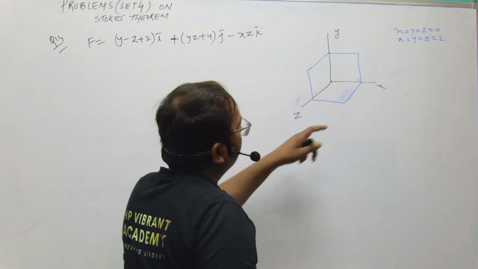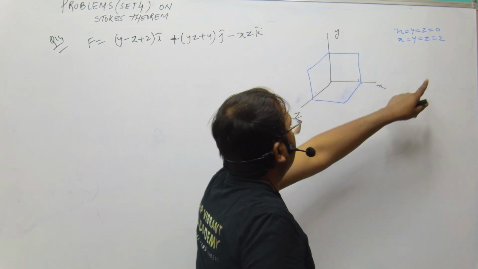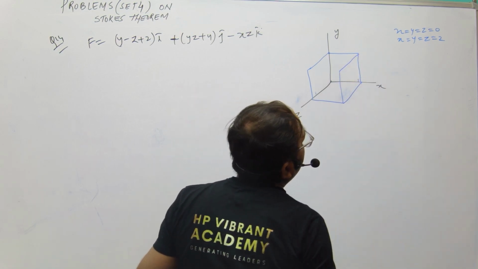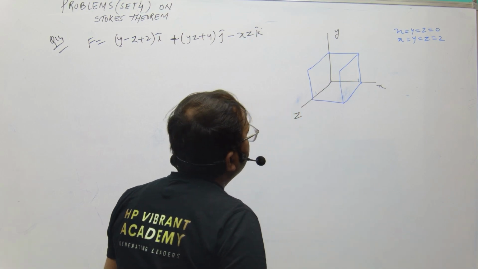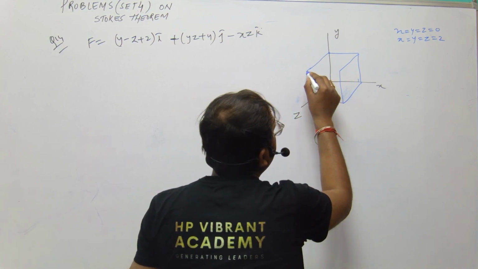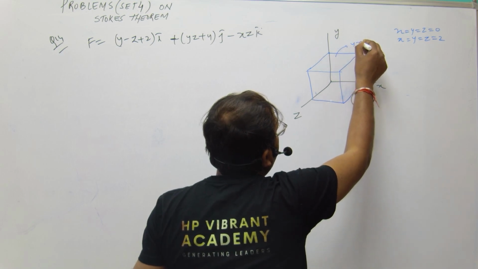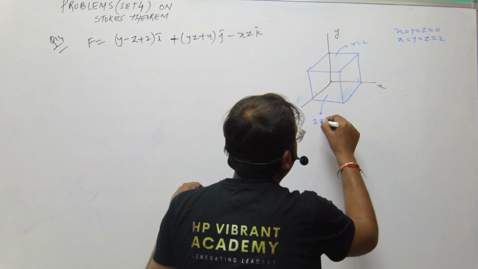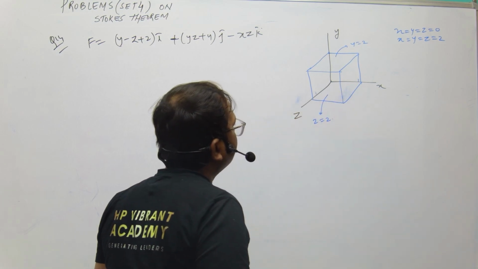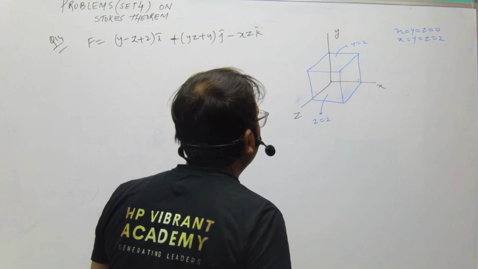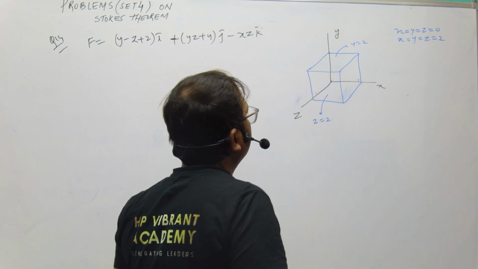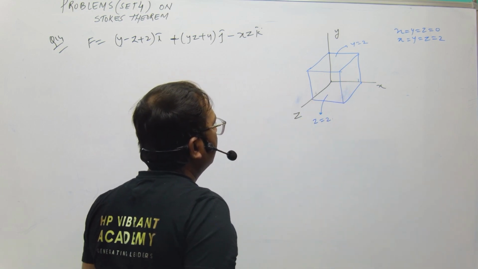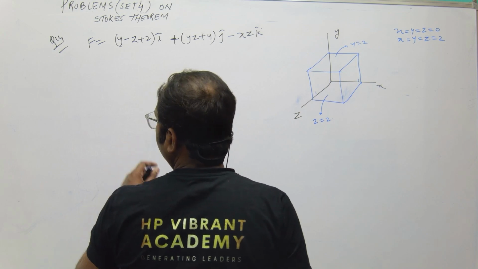Now x is equal to y is equal to z is equal to 2. So x is equal to 2 means this one. y is equal to 2 is this one. And z is equal to 2 is this one. So this is our cube, and we have to find the value of the surface integral.